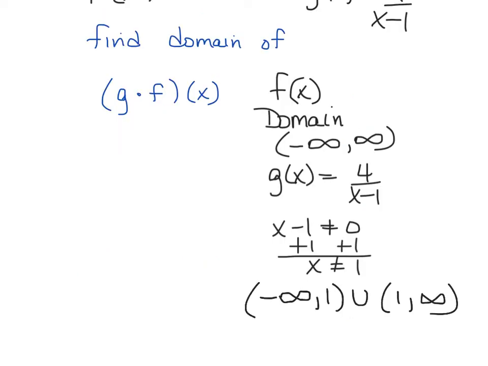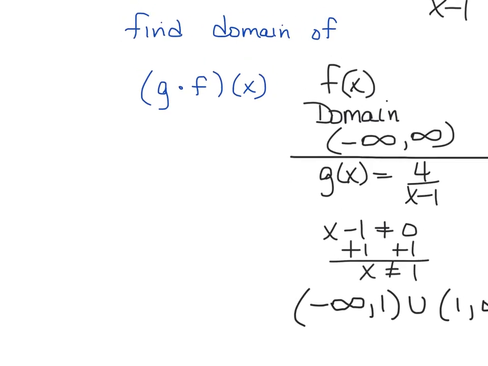So the domain of f of x, again, is all real numbers. The domain of the g of x function, we start out as all real numbers, but remember it's a fraction, so we set the denominator not equal to 0. So we will exclude 1 from our domain. Now, let's go ahead. We've found the domains separately. So now, again, we also have to take into consideration the composition.